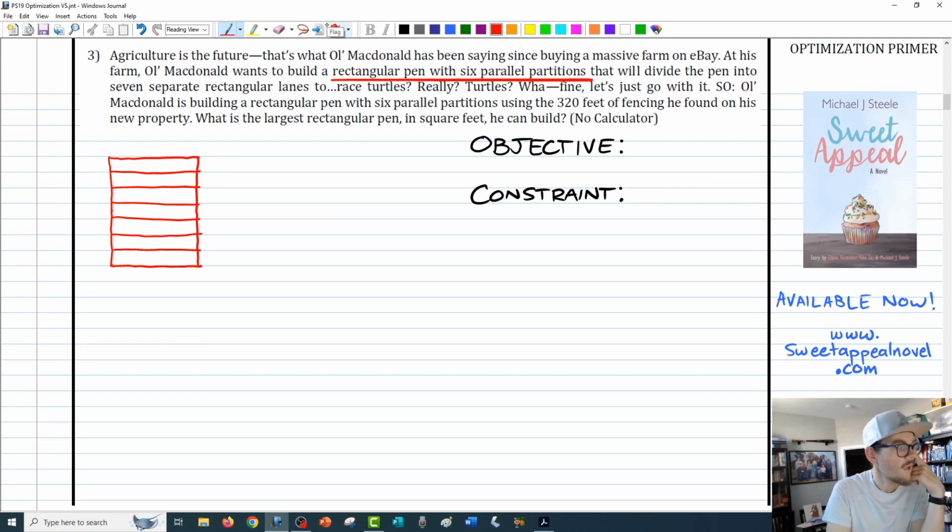An old washboard. But in any event, this is the pen that Old McDonald's been doing. So you can imagine he's got his little turtles in here. Let's make sure I draw my nice little turtle.